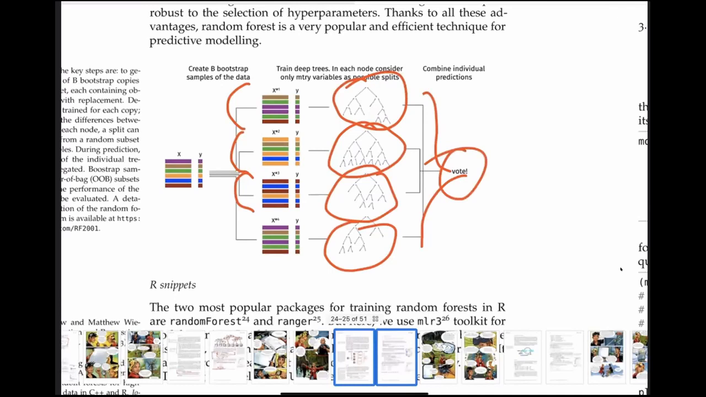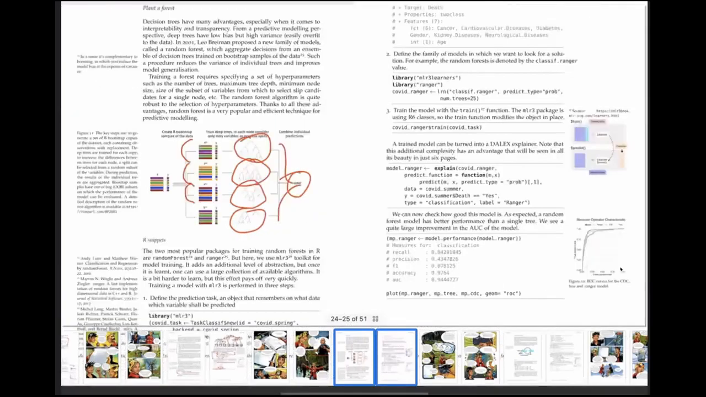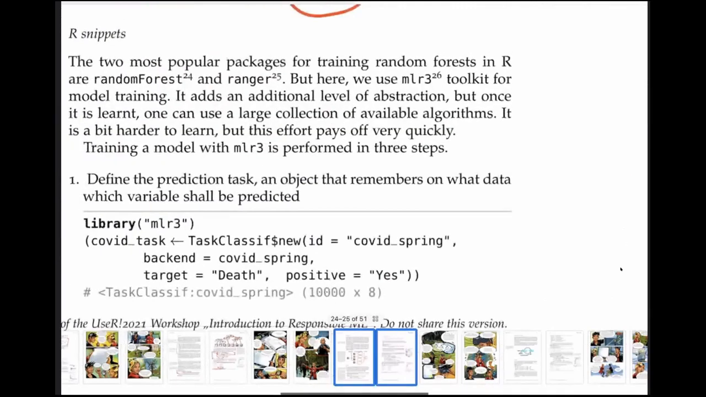So let me now train such a random forest model in R. It sounds like something very complex because you need to sample like 100 or 500 bootstrap samples. But again, in R you can do this easily with existing packages like ranger or randomForest. But here I am using MLR3 because MLR3 will give you some additional benefit that will pay off in a few slides. So this line defines a task.